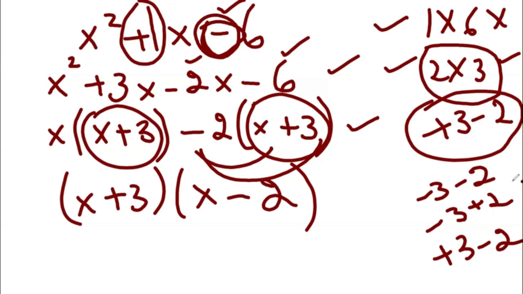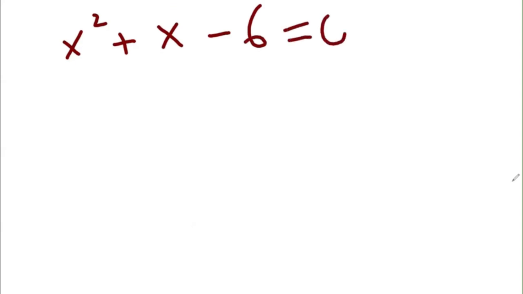So this I have explained, 0 is not there on the right-hand side. But now I'm going to explain the same thing, 0 is there on the right-hand side, equals to 0. So let's start with this. X squared plus x minus 6 equals to 0.